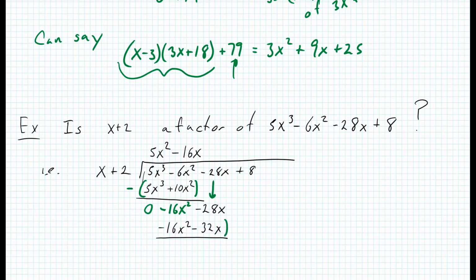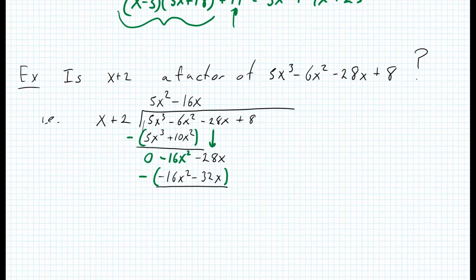So let's see. This thing I'm going to subtract from the above polynomial. So I get minus 16x squared minus a negative 16x squared. That gives me minus 16x squared plus 16x squared, so I get a 0, and you should always get a 0 there. Then I have minus 28x minus a minus 32x. That ends up to be plus 4x. Then I'm going to bring down my next term, plus 8.